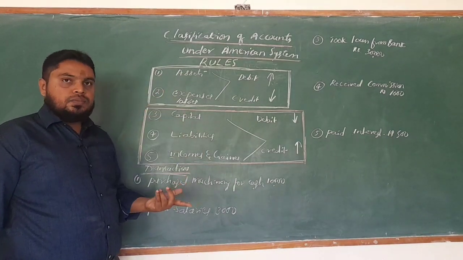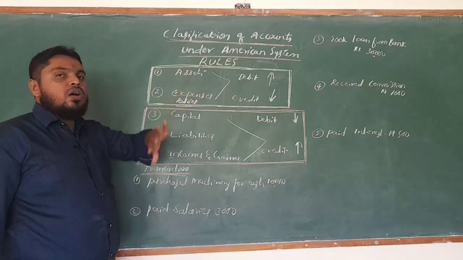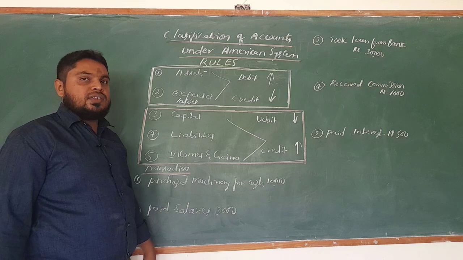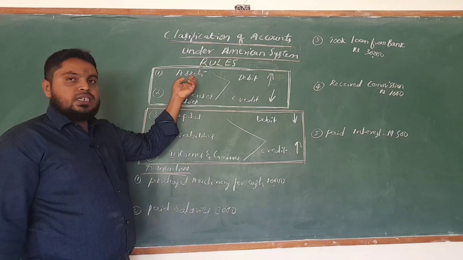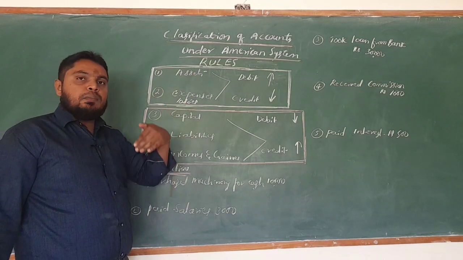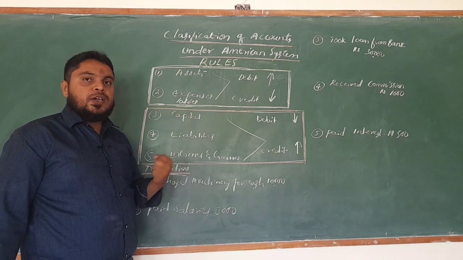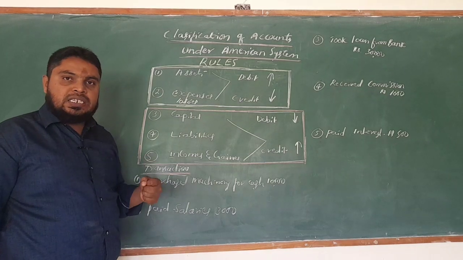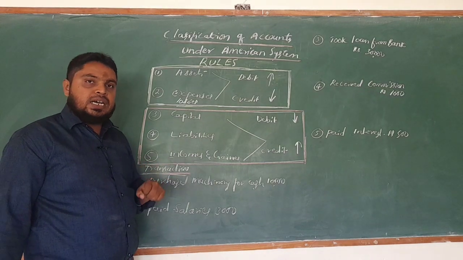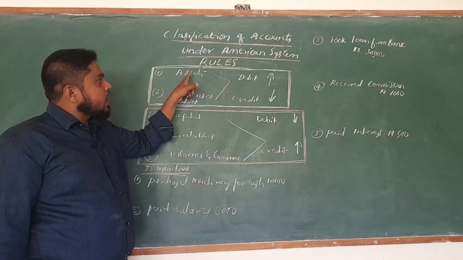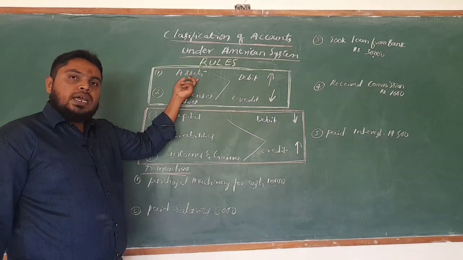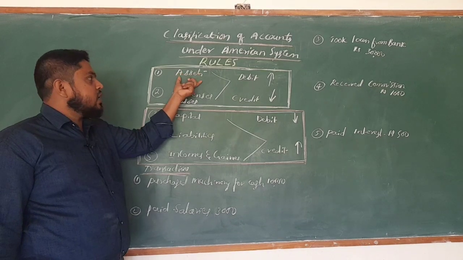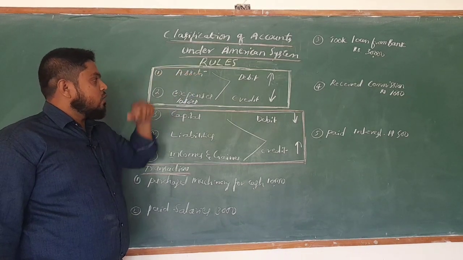The assets. All assets, tangible assets, intangible assets, current assets, come under the asset account. For example, machinery, land and building, equipment, tools, cash, goodwill, patents. So all the assets, tangible, intangible, fixed assets, current assets, come under the asset account.